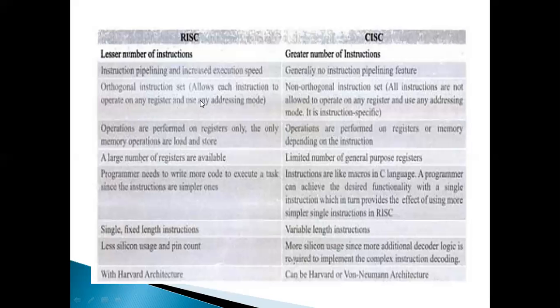In RISC, the instructions can work only on the registers, whereas in CISC, instructions can work on registers and memory. Operations are performed on registers only in RISC. In CISC, operations can be performed with memory. A large number of registers are available in RISC, and a limited number in CISC because memory can be accessed directly.